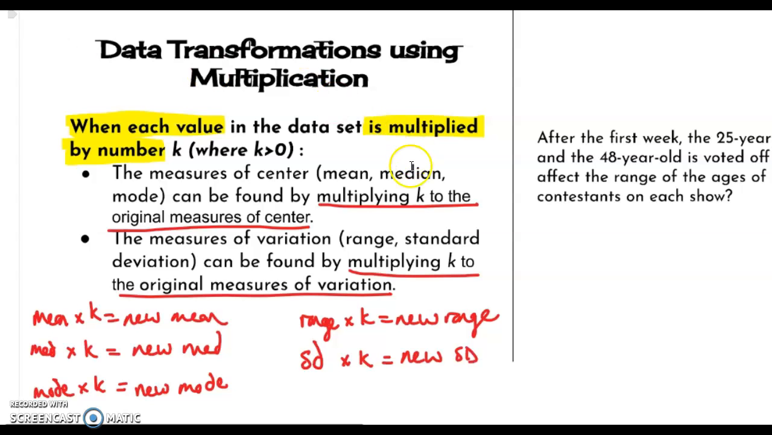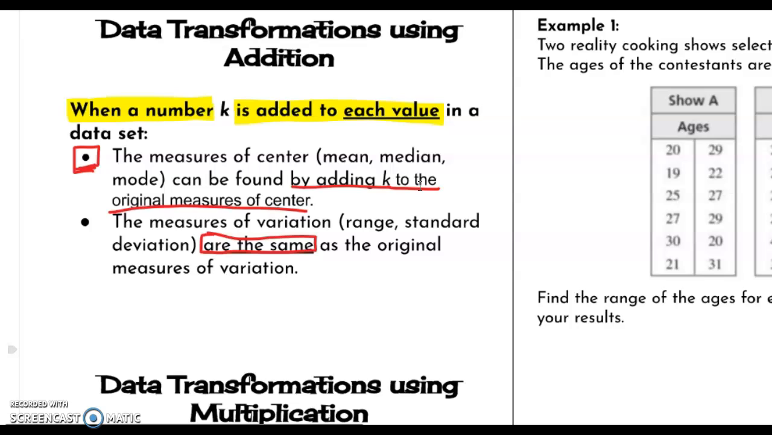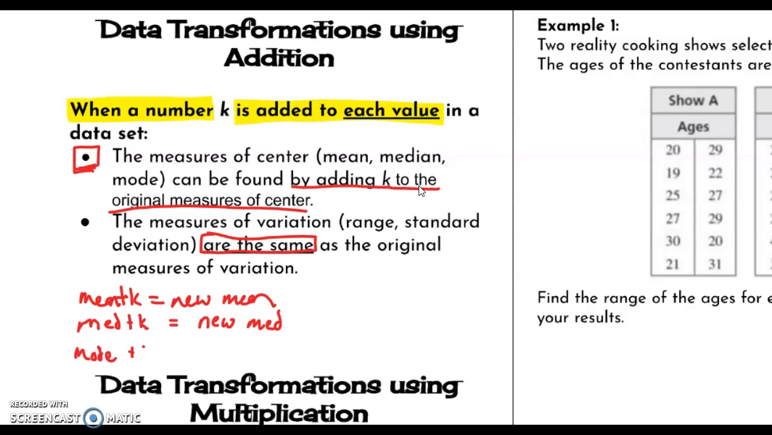Let's go ahead and write that up there with addition also. So let's write a recap on addition just to help us out. Your mean, you would add k to it to get your new mean. Sorry, I'm getting messy there. Your median, you would add k to it to get your new median. And your mode, you would add k to it to get your new mode.